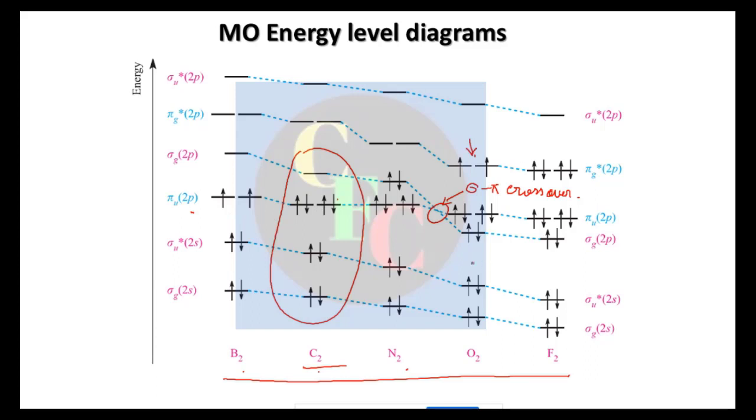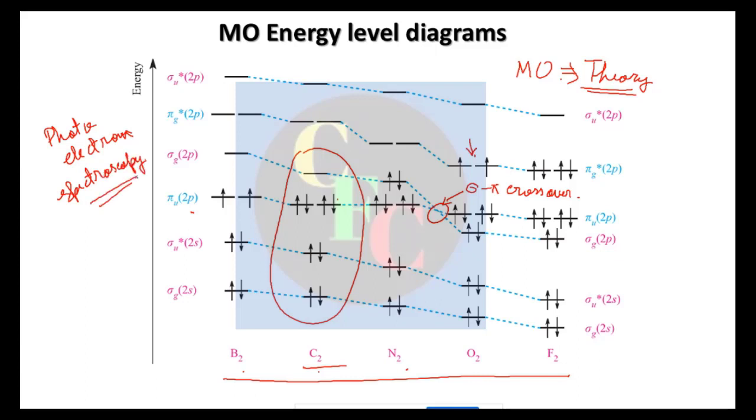Now you can say that MO is completely theoretical, so how does this energy ordering come? This energy ordering can be shown experimentally, and it is experimentally proved from photoelectron spectroscopy.